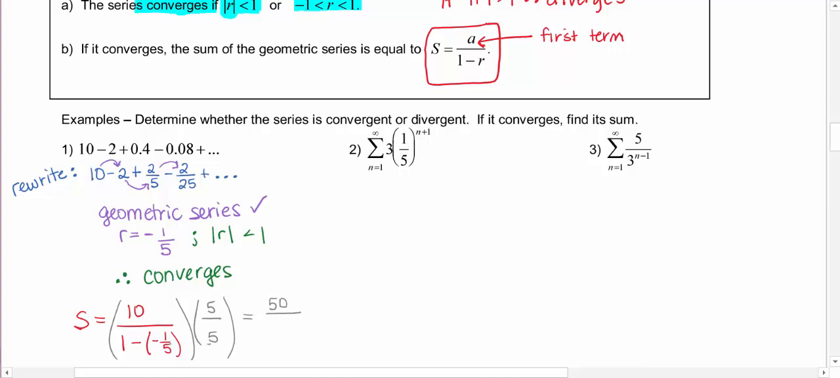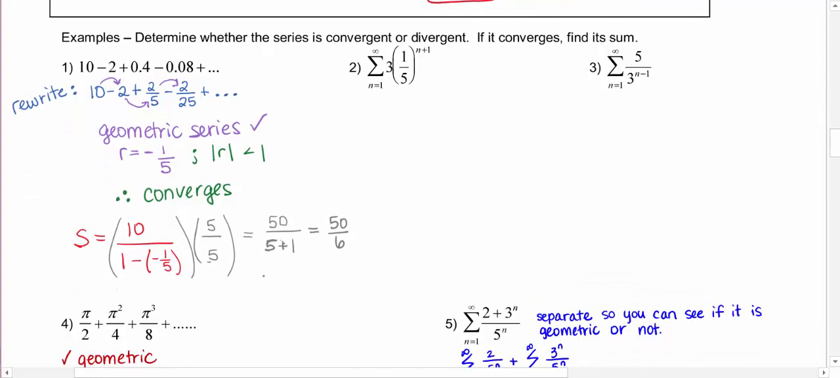Distribute that in. So 5 plus 1, and so that would be 6. So if I have 50 over 6, that means that the sum is equal to, I guess I should say, 25/3. Okay? So let's do it again.